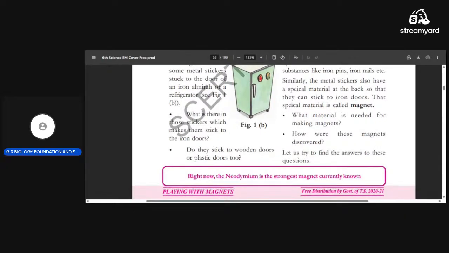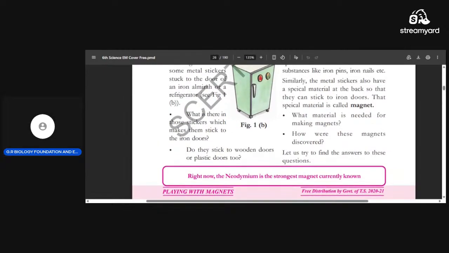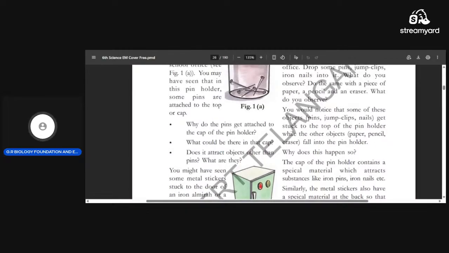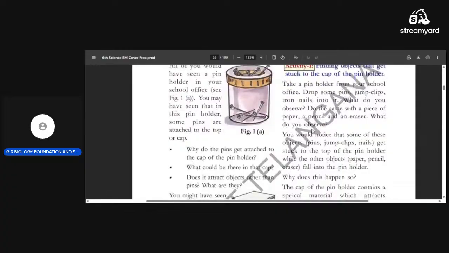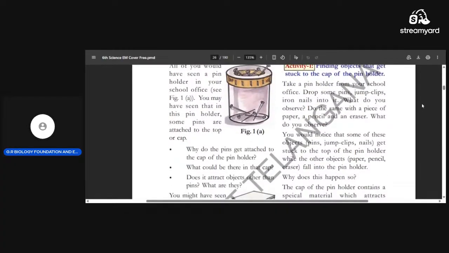Okay. So what is the answer? Magnet is the answer. What is there in those stickers which makes them stick to the iron doors? The answer is a magnet, which means a magnet attracts iron objects. Do they stick to wooden doors or plastic doors too? No. It will not stick to wooden or plastic doors because it only attracts iron objects. So activity one we are going to discuss here.